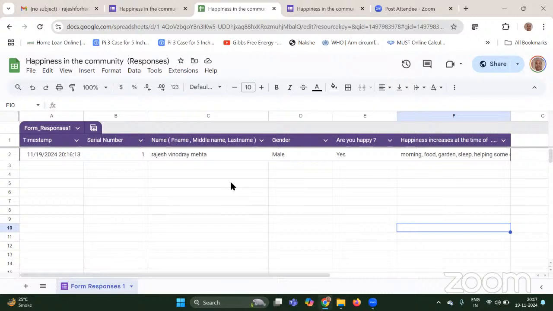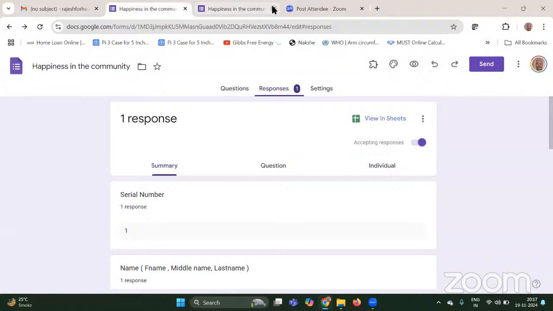You can download it and do the analysis in Epi Info. So this is about Google Form, capturing the data, making the form, etc.